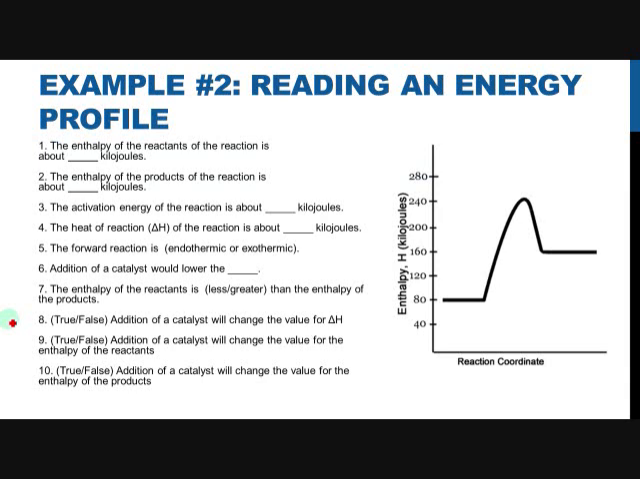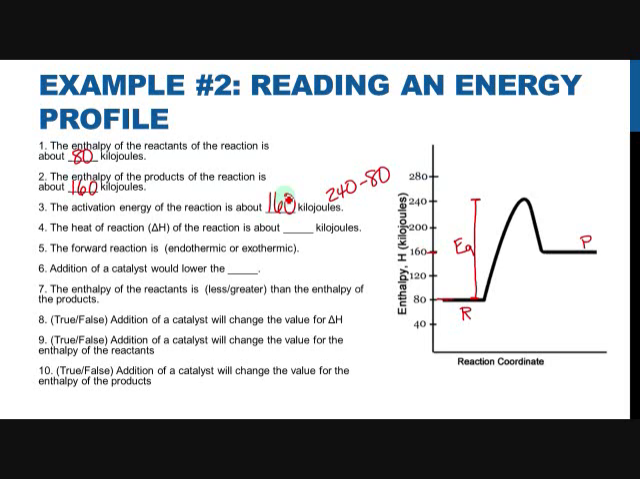So first of all, we want to know the enthalpy of the reactants. Now remember, reactants are here, products are over here. So we could say that's about 80 kilojoules. Then the enthalpy of the products would be about 160 kilojoules. Activation energy. Remember, activation energy starts at the height of the reactants and goes up to the highest peak. It is not going to be 240 because the energy required is just the distance between those 2 points. So for the activation energy, we would take 240 minus the 80 that we started with, and that would be 160 kilojoules.